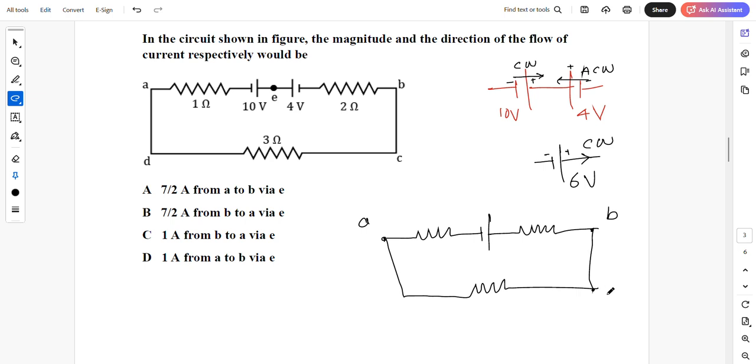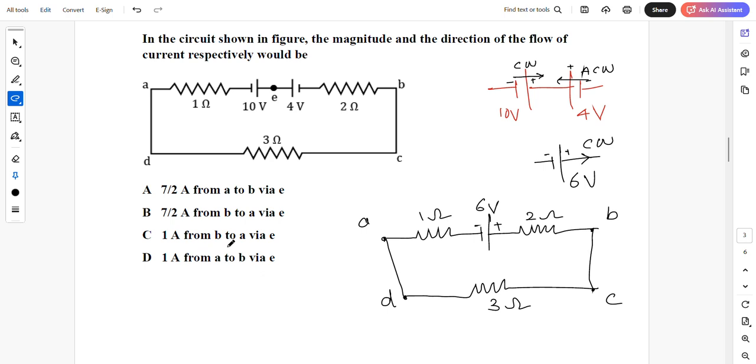This is C and this is D. How much is this? Here 1 ohm. This one is 2 ohm, and this one is 3 ohm. This is minus and this is plus. How many volts? A 6 volt battery. Now one option says 7/2 amperes from A to B via E. Now we'll see what is the correct answer.